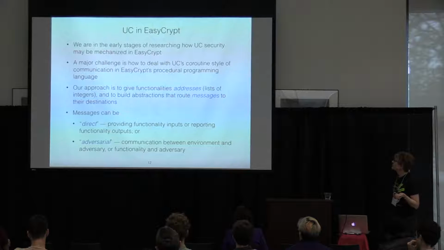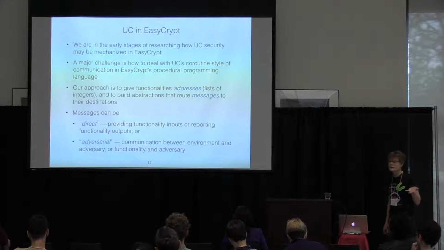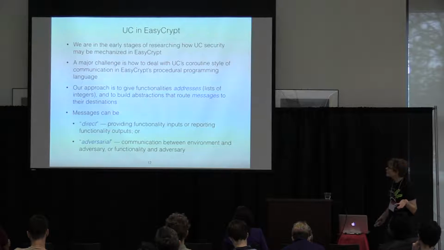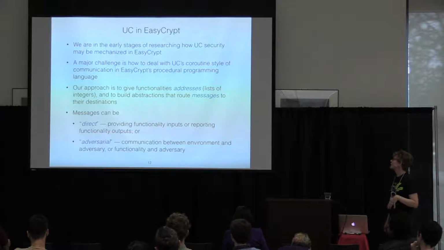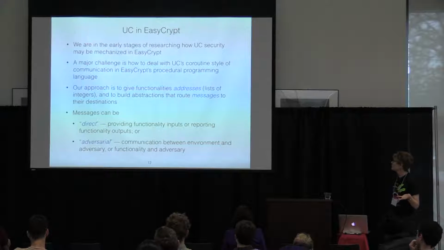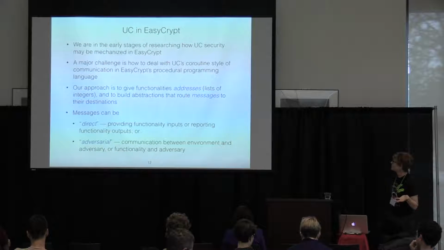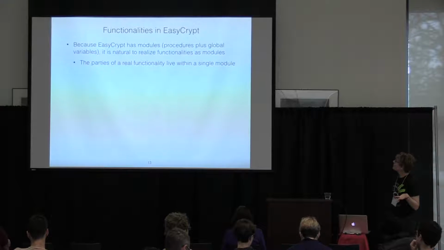So our approach is to give functionalities addresses, just lists of integers like mailing addresses, and to build abstractions that route messages to their destinations. Messages can be direct, providing inputs to functionalities or reporting their outputs, or adversarial for communication between the environment and the adversary, but also the functionality and the adversary communicating.